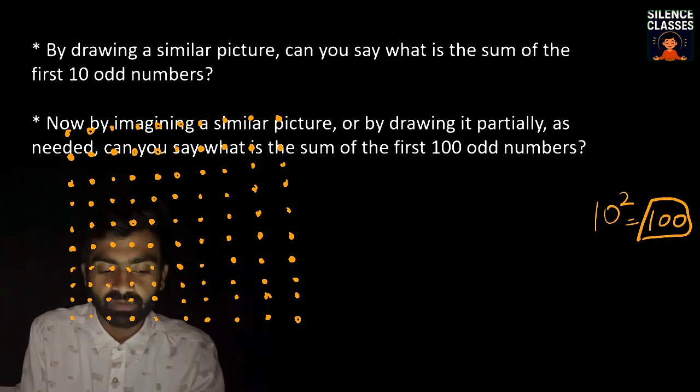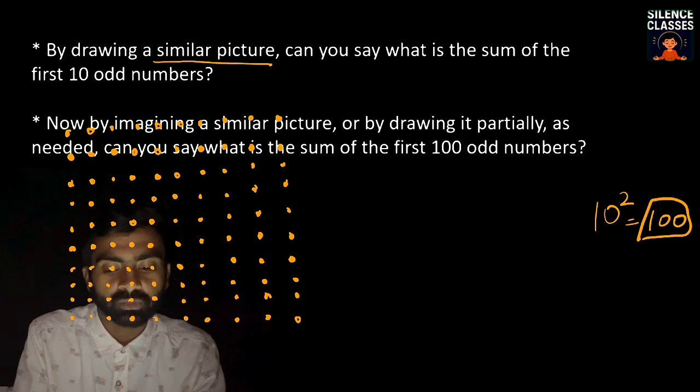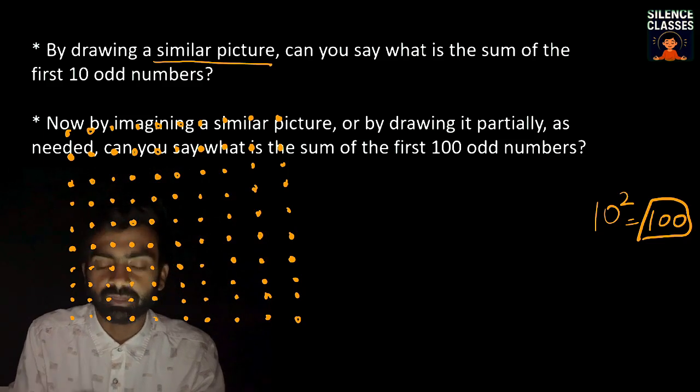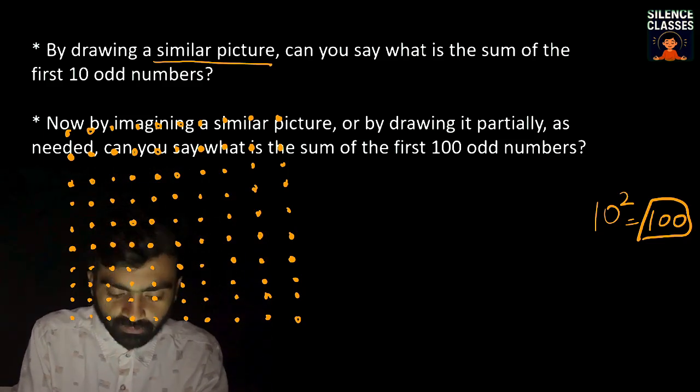Okay, by this you have to represent a similar picture. You can say that the sum of the 10 odd numbers is this much, so you can check it out. It will come 100 only. I have done 100 dots and it is a perfect square. You can check it out.